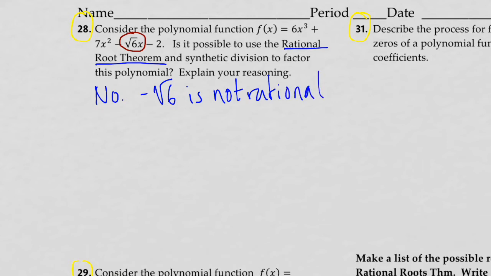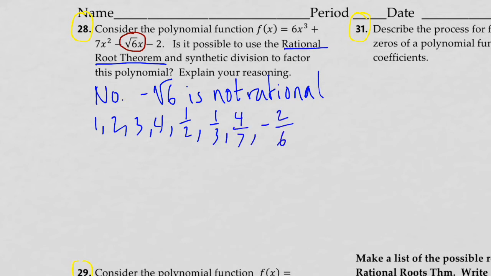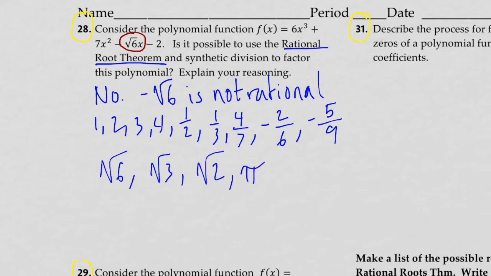And what does rational mean? Numbers like 1, 2, 3, 4, 1/2, 1/3, 4/7, negative 2 over 6. All of those are rationals. Negative 5 over 9. I don't know, I'm just making up numbers. All of those are rationals. Which ones are not rational? Radical 6, radical 3, radical 2, pi.